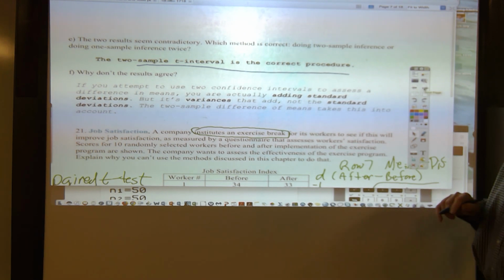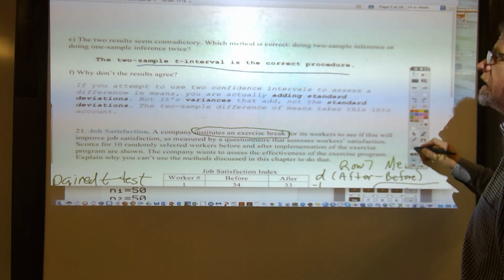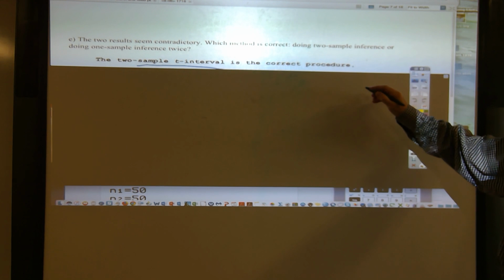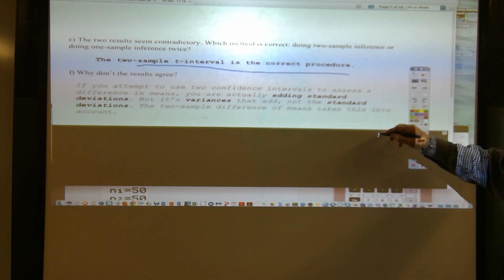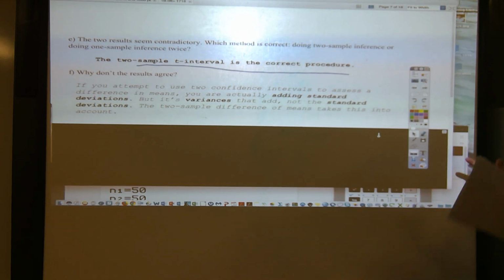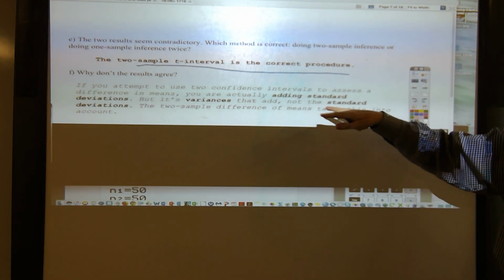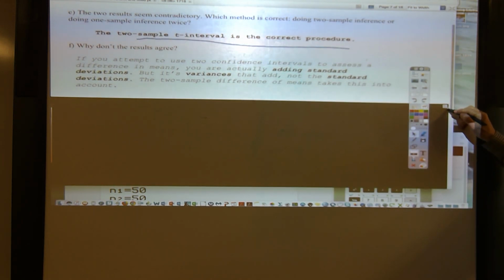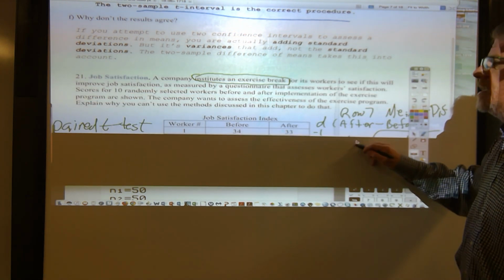All right, we're going to continue on there. So the results seem contradictory. Now we're getting down to clearing up the confusion. Which method is correct? Doing two-sample inference or doing one sample twice? The two-sample t-interval is the correct procedure. The results don't agree because if you attempt to use two confidence intervals like we did at first, you're actually adding standard deviations, but it's variances that add, not standard deviations. So there's a mathematical reason why the second approach is the correct approach, not the first one.